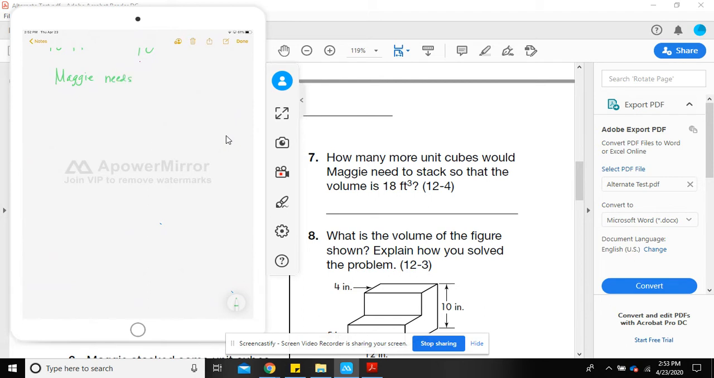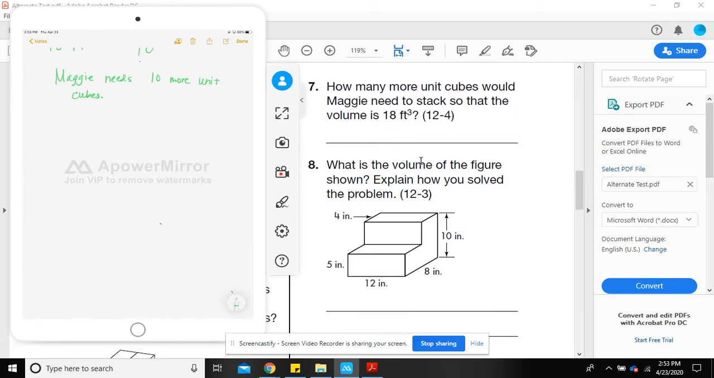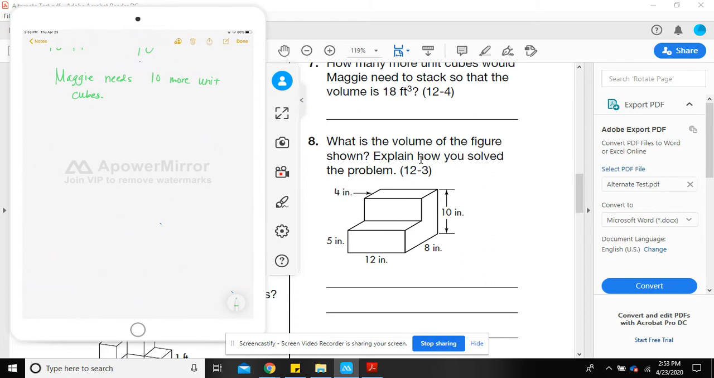Maggie needs 10 more unit cubes. That would be an answer for this one. Okay, number 8. What is the volume of the figure shown? Explain how you solved the problem.